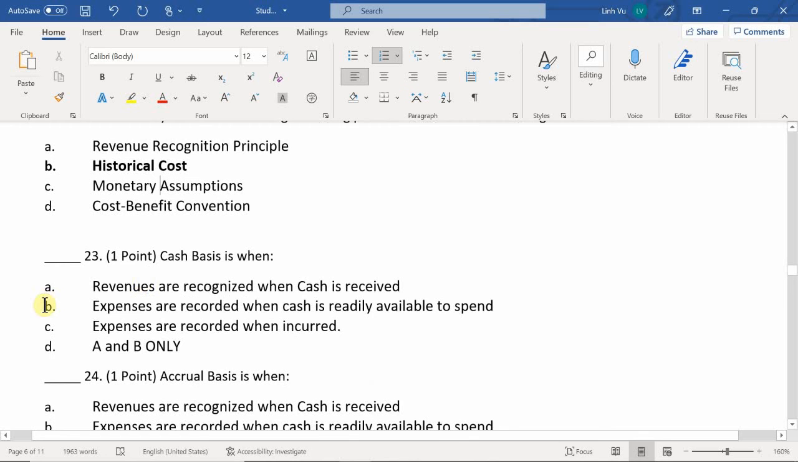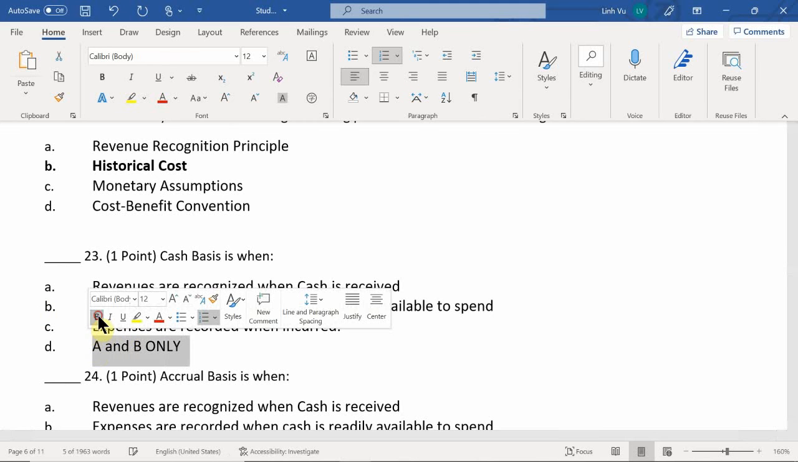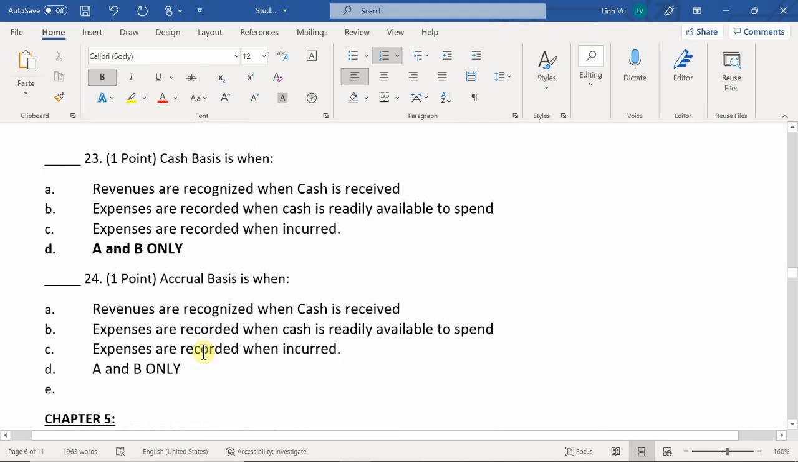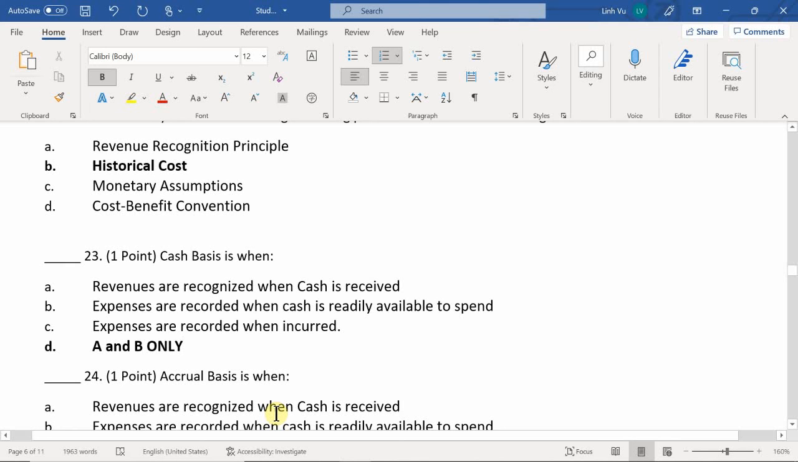Okay. Number 23, cash basis is when? D, A and B, right? So revenues are recorded when cash is received. Expenses are recorded when cash is readily available to spend. Okay. Last question here is what the accrual basis is when. Wait, go back. Was that D as in dog or B as in boy? D as in dog. It's A and B.